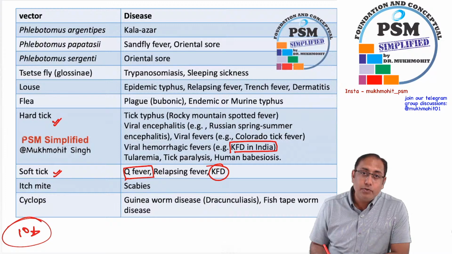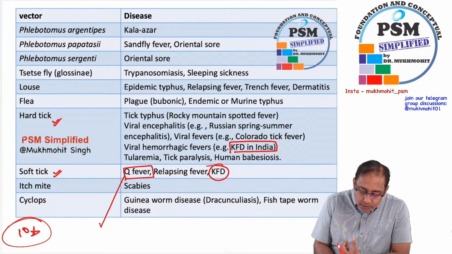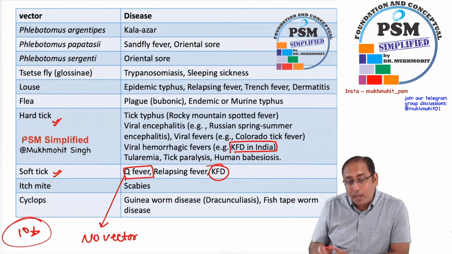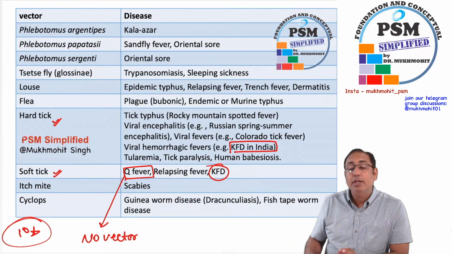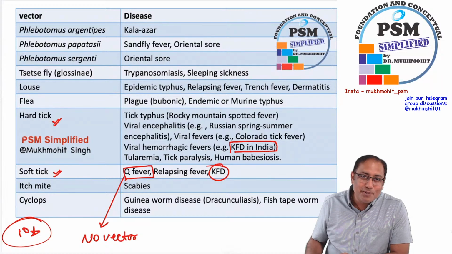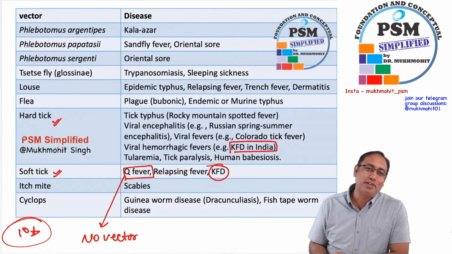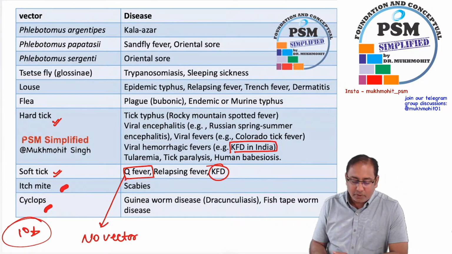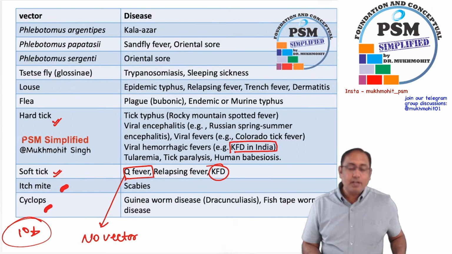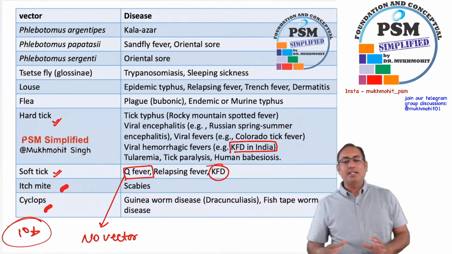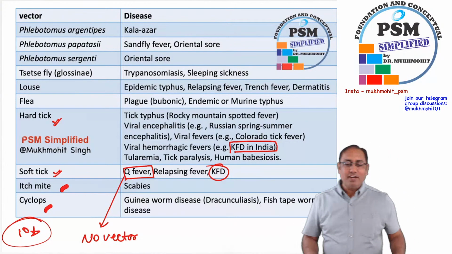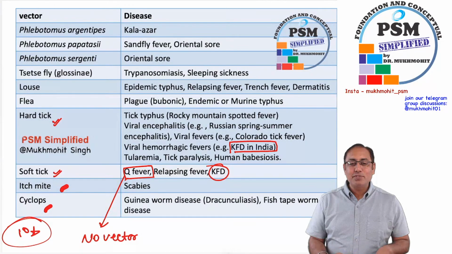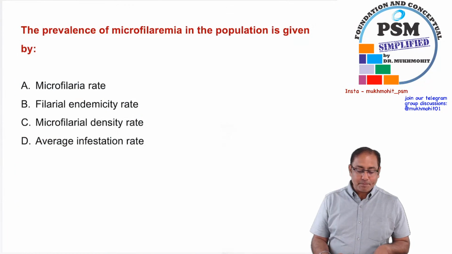I repeat again, Q fever, I do not want to create confusion. It has no vector. But if you want to mark the single best answer, you are in a problem in the MCQ, then you can go ahead with the soft ticks. Then you have cyclops, itch mites, and I think everybody knows about all these other ones. So these are all the entomological insects and the disease. I think this is the very high yield table. It should be posted as a flashcard. I will post this. This is what you need to remember for your exam.